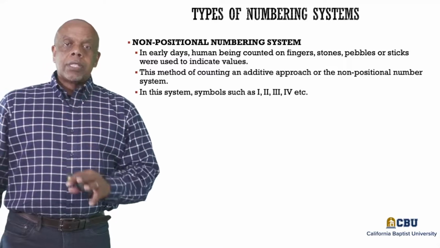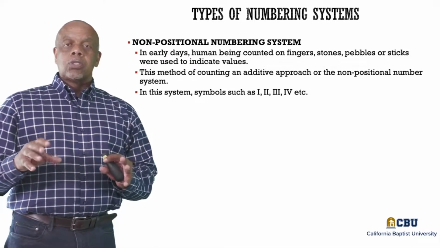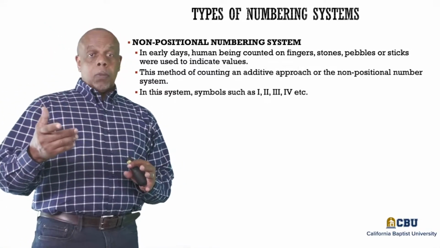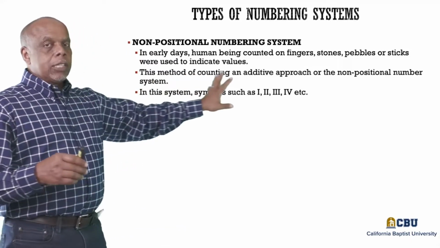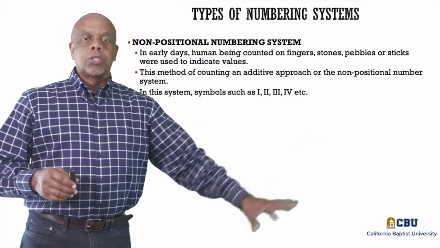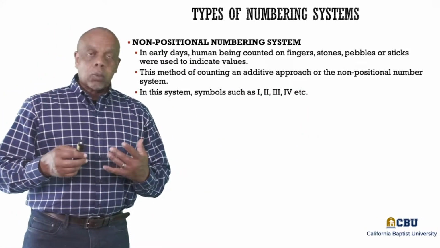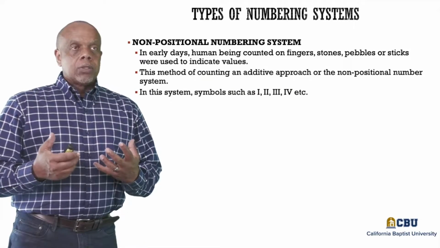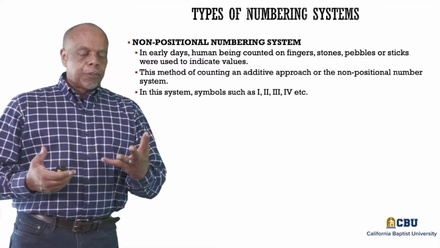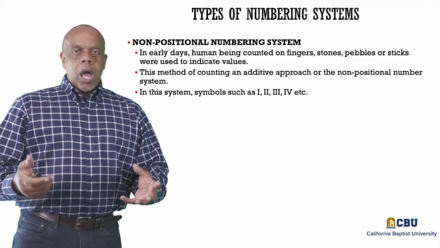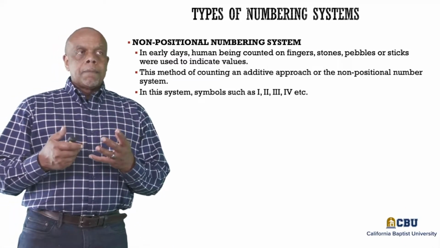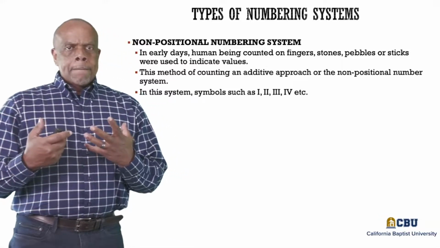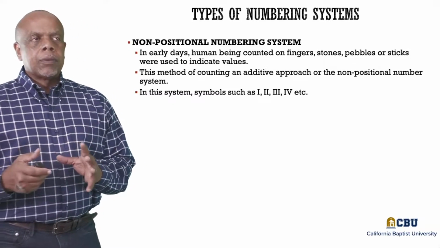When we think of numbering systems, it's really two types: non-positional numbering systems and positional. You're thinking, what are you talking about? Well, in the early days, years ago, when we counted, we counted almost object-oriented. We counted on our fingers. We counted using rocks, stones, pebbles, sticks, whatever it was. And those objects described how we would count.